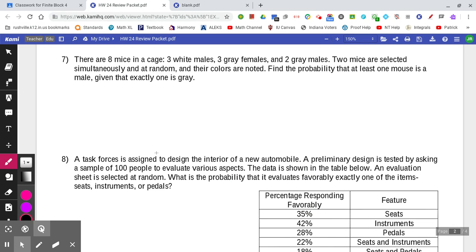This next one also calls for a tree diagram. I know it says 2 mice are selected simultaneously, but you could think of it as taking out one mouse and then keeping it out and then drawing out another mouse. So there's that process that goes on.